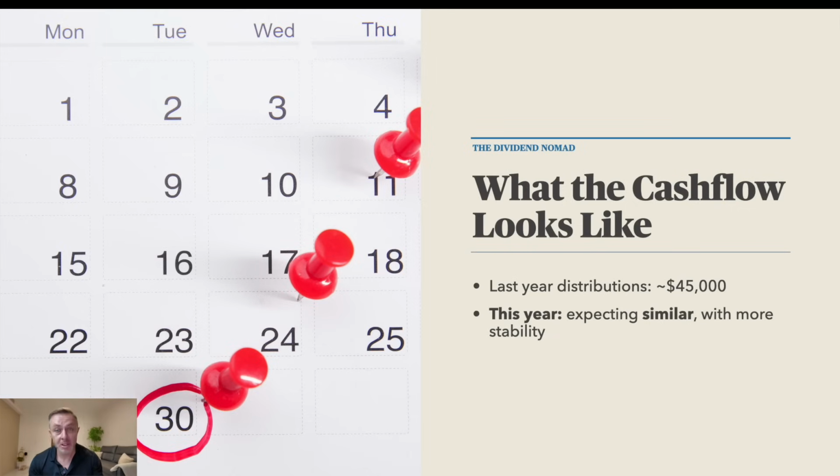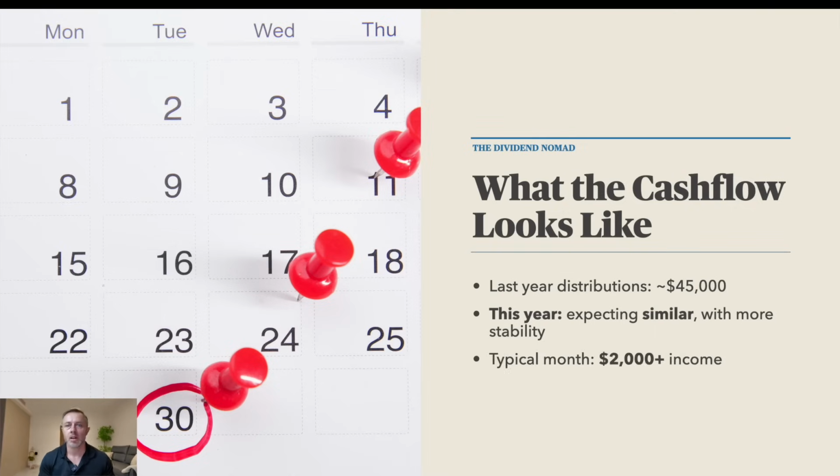This year, I'm expecting a similar return, but more stability, because I worked out the kinks and figured out the mistakes. So now I'm going to be receiving about the same amount of money, but less volatility, more stable, less stress. But anyway, right now, at this point in time, in this portfolio, a typical month is over $2,000. There's some months where it's $2,500, some months where it's $3,000, something like that. But this does fluctuate. But $2,000 is the very low end. So I always make sure my budget is under $2,000, which I never spend that much anyway.